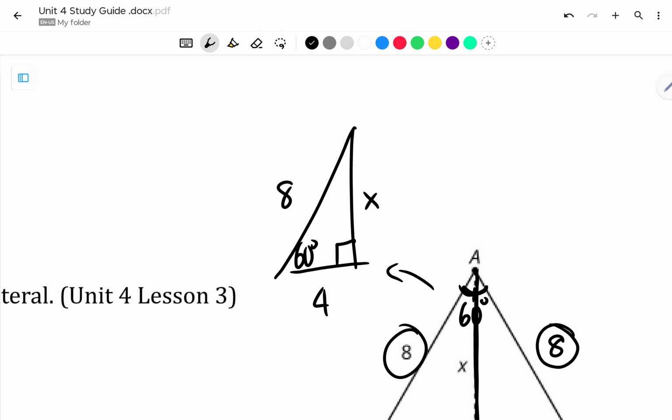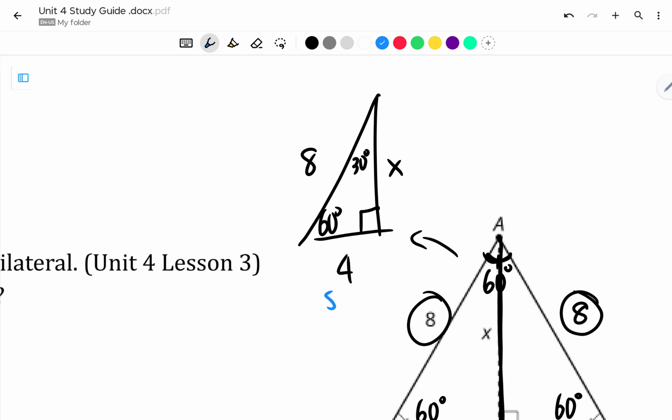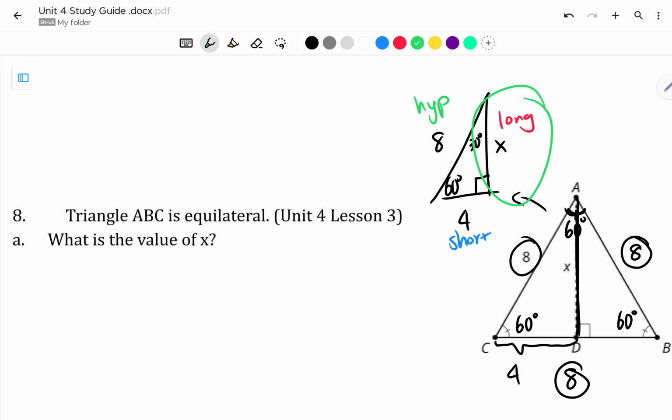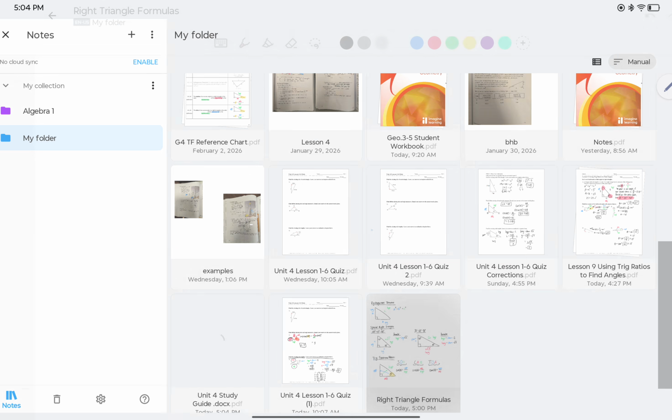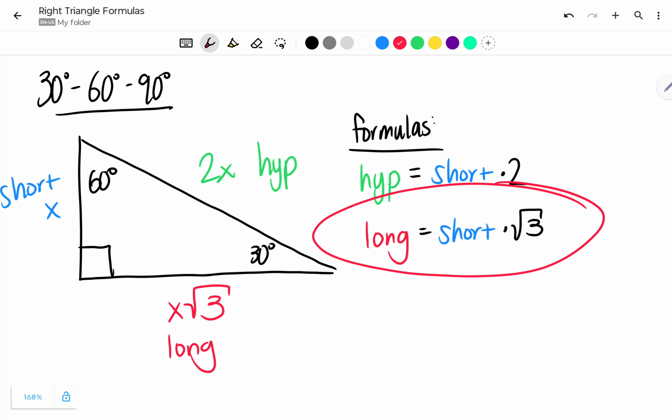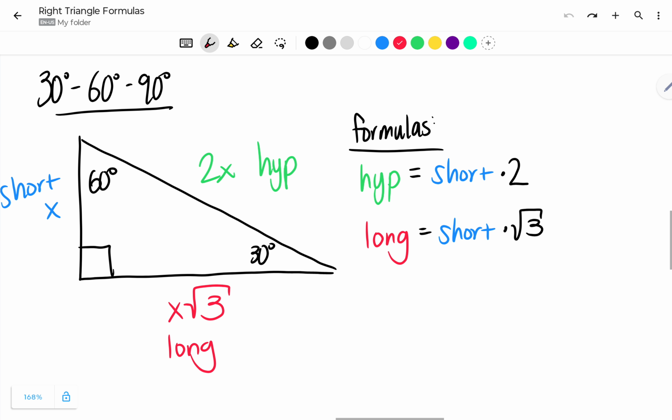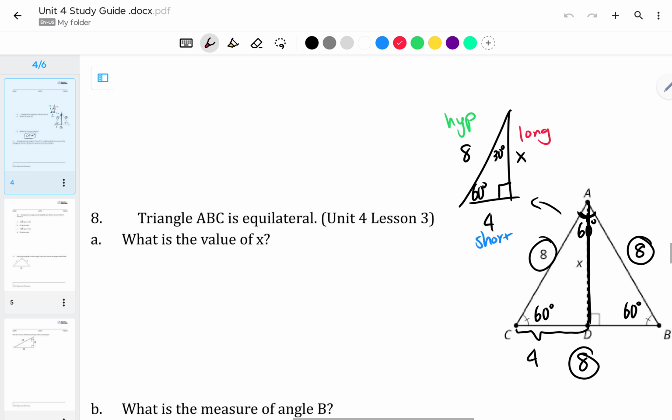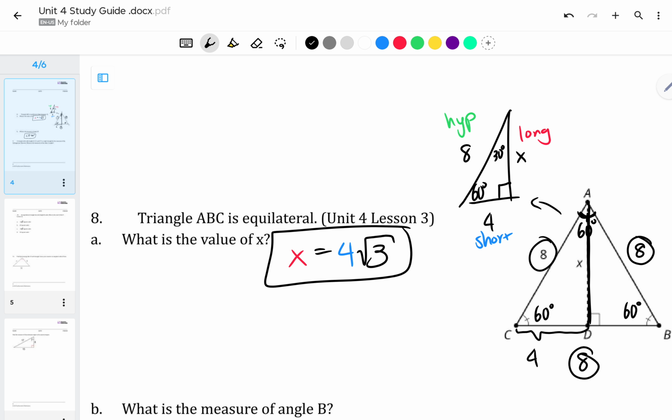We're trying to solve for x. Does this look familiar? Yeah, it's a 30, 60, 90 triangle. Okay, so again, short side, long side, hypotenuse. We're trying to solve for the long side, right? Because that's our x. So go ahead and use this formula right here. Long equals short times root 3. So x equals 4 times root 3. That's literally it. Okay, so your answer is 4 square root 3.